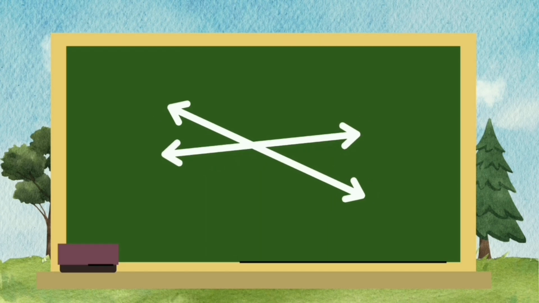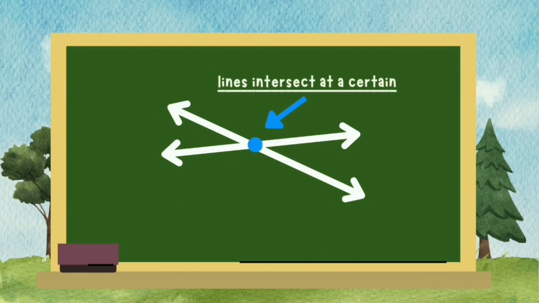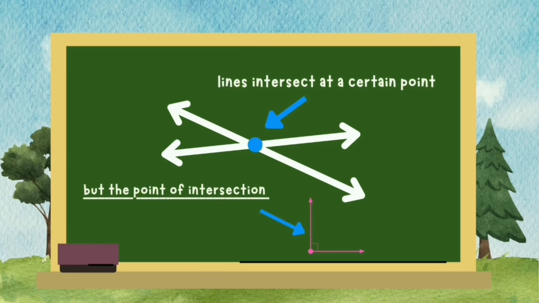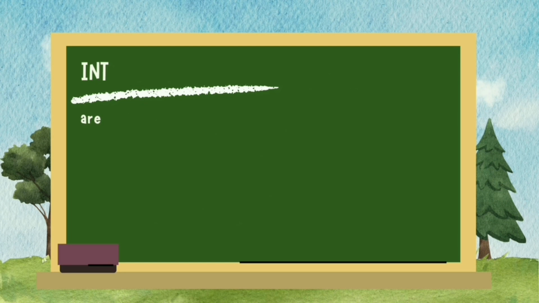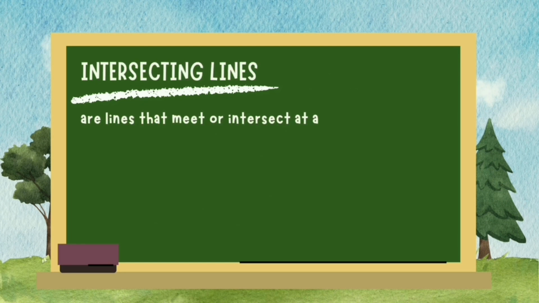Now, look at the illustration. What have you noticed? These lines intersect at a certain point. But the point of intersection does not form right angles. These lines are called intersecting lines. Intersecting lines are lines that meet or intersect at a common point.